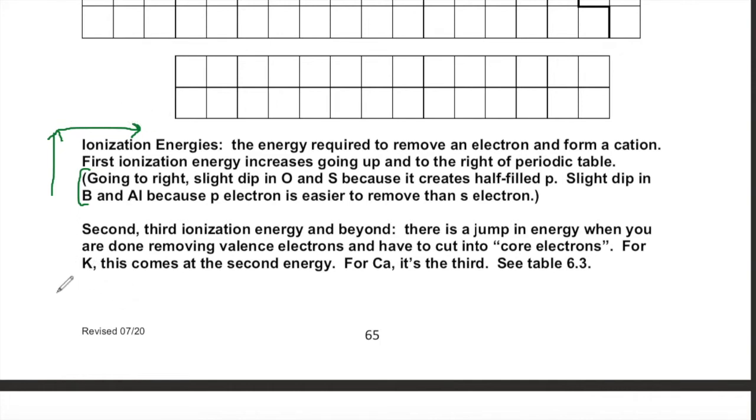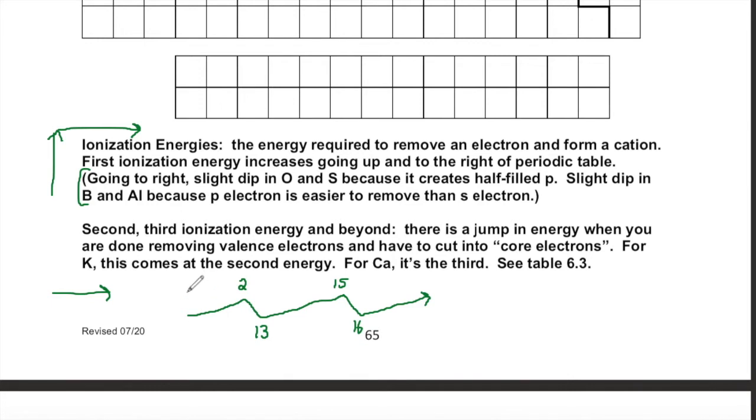So instead of a smooth arrow increasing from left to right, let's draw one like this with a couple of dips. Going across the periodic table, there's a dip in group 16. Oxygen and sulfur are in group 16. So going from group 15 to group 16, instead of seeing an increase, you see a dip in the energy needed. There's also a decrease in going from group 2 to group 13, because it's easier to remove a p electron than an s electron.